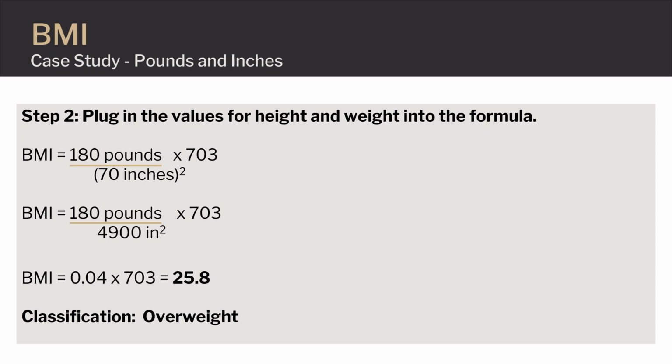Next, you divide 180 by 4,900, which is going to be equal to 0.04 pounds per inches squared. Finally, you multiply 0.04 by 703, which will give you the final answer of 25.8. The classification for this value is overweight, since 25.8 is in the range of 25.0 to 29.9.